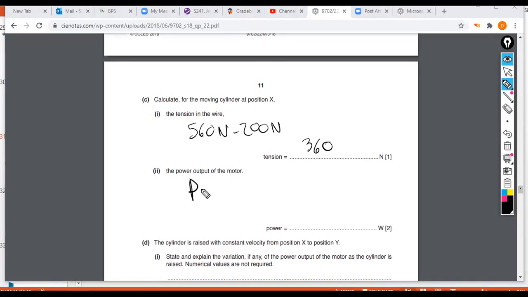All right, power equals force times velocity. Let's make sure we substitute the correct force. So the output of the motor at that position X is providing this much force, right? 200 from the upthrust, 360 in tension. To move it at a velocity of 0.02. And so that's what we multiply. 360 times 0.02 gives us 7.2 watts of power.